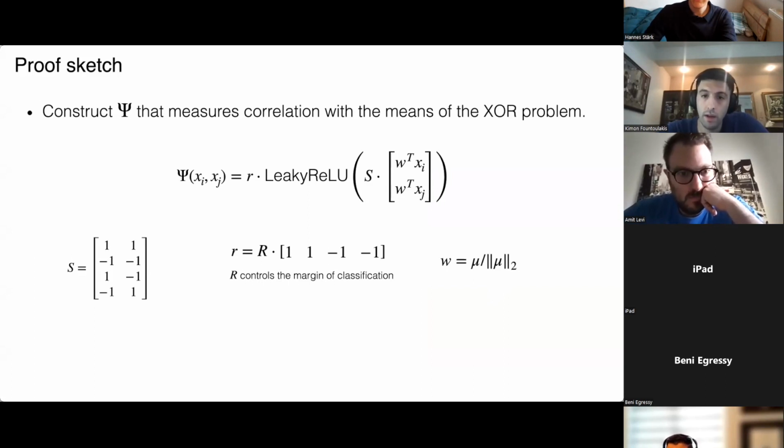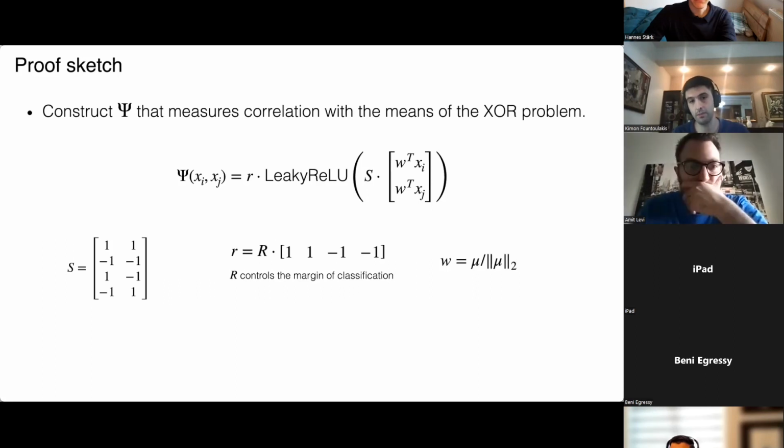We can actually construct such a psi function. It's going to be, like you said, a two-layer MLP. The way that we pick the psi function is by looking at correlation. The psi function is basically measuring correlation with the means of the XOR problem. So if you are an interedge, you should be correlated with the mean of interedges. If you are an intraedge, you should be correlated with one of the means of intraedges. And that's how we prove this result.